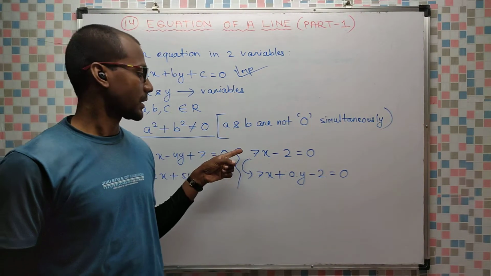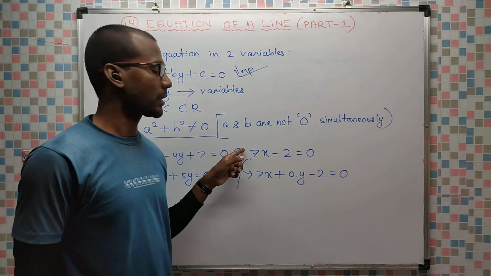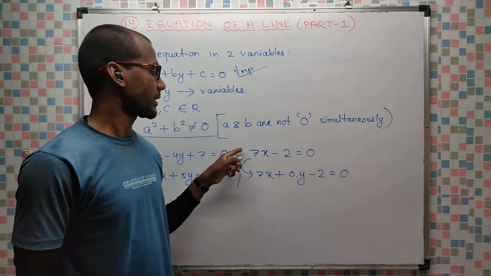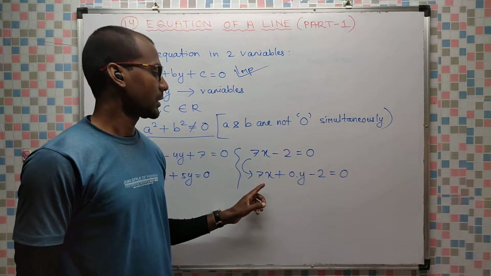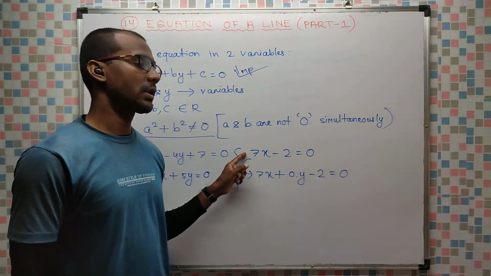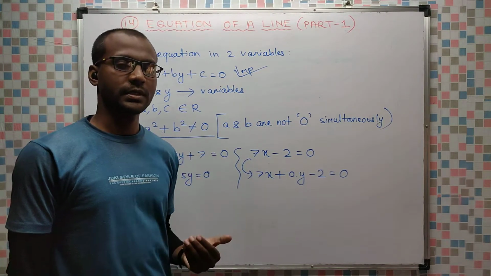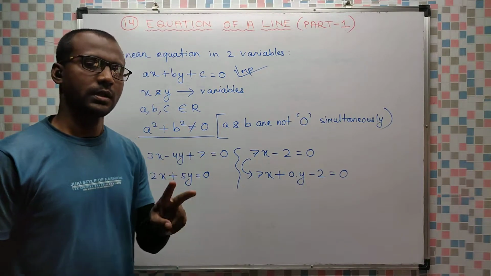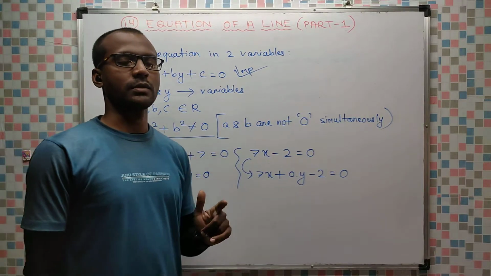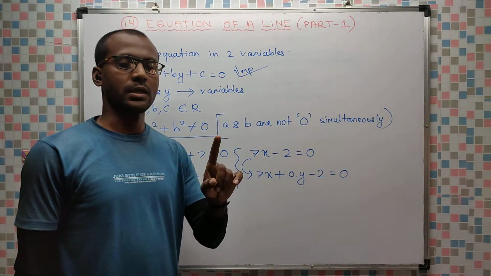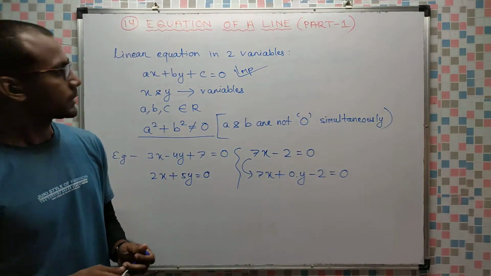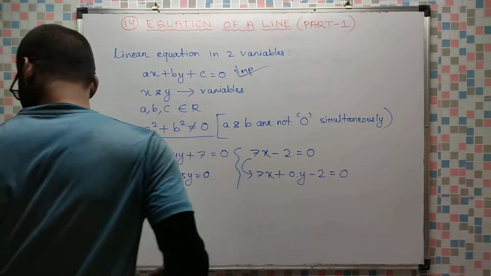So at the start, it seems to be a linear equation in one variable, but it can be changed into a linear equation in two variables. So remember this: every linear equation in one variable can be represented as a linear equation in two variables. I had explained this in class 9 also. Again I am explaining, every linear equation in one variable can be represented as a linear equation in two variables. Now let us take one more example.